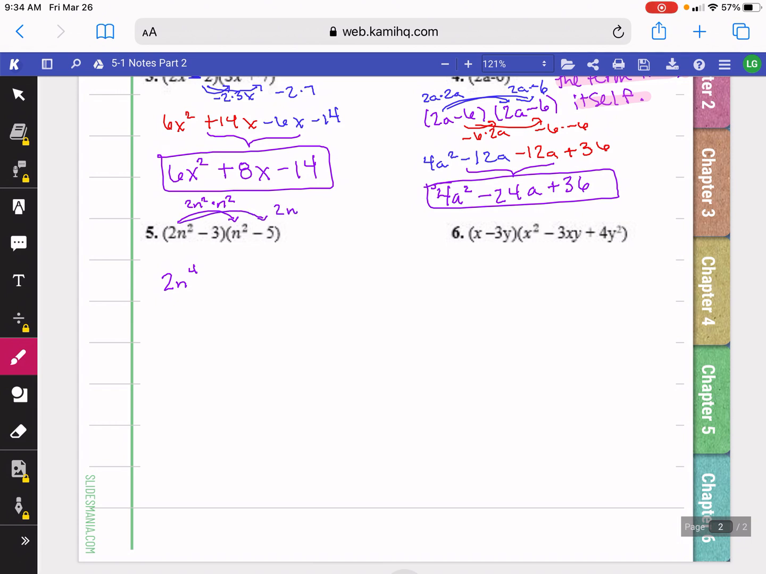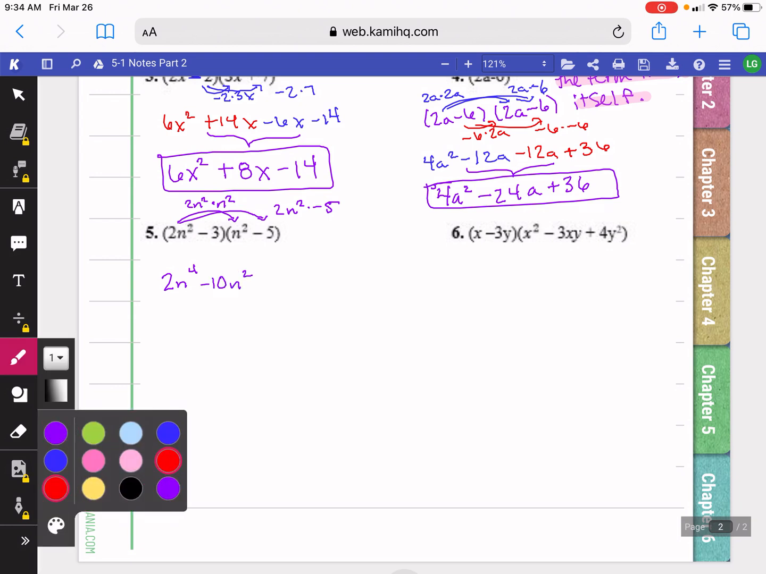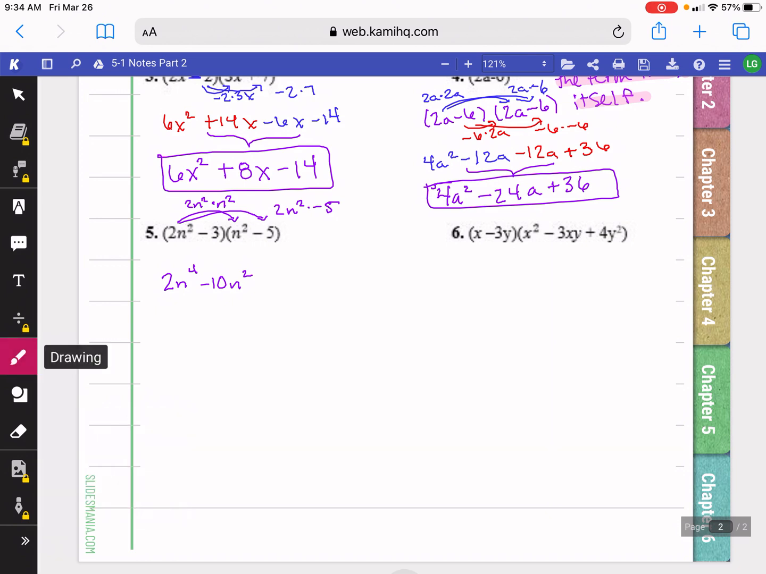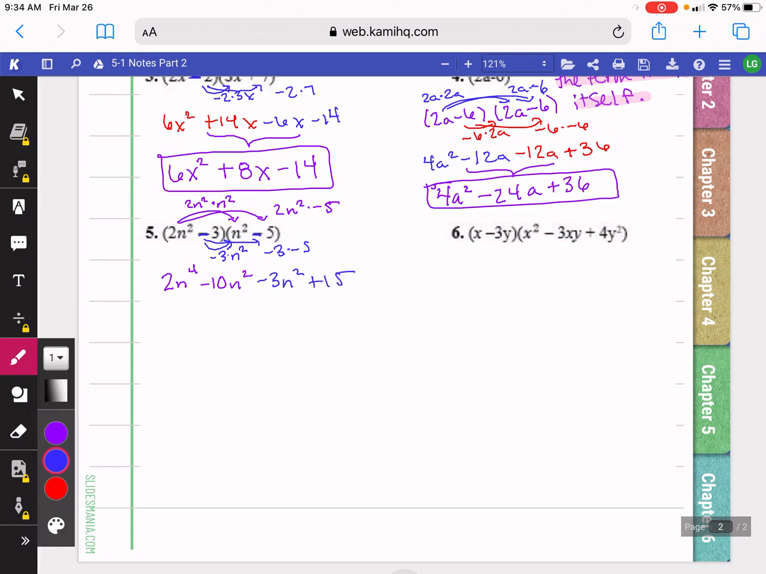Next, I'm going to do 2n squared times negative 5. That's negative 10n squared. Now I'm going to distribute the negative 3 to the n squared. That's negative 3n squared. And then I'm going to distribute negative 3 times negative 5, which is a positive 15.